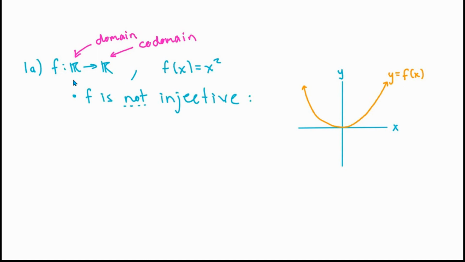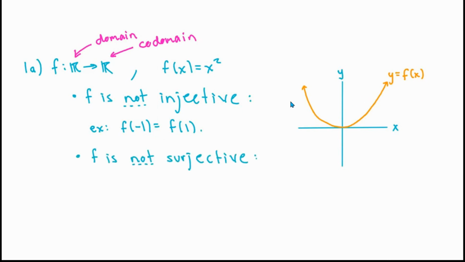In this example, the function f is not injective because there are lots of examples of pairs of different x values that map to the same y value. For example, f(-1) is f(1), and in general, f(-x) is f(x). So the function f is definitely not injective. The function is also not surjective because, for example, there's no value of x with the property that when I plug it into this function, I get negative 1.